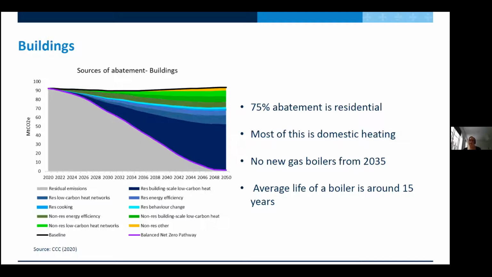Again, any barriers seem therefore to be on the supply side. There is still quite a lot of uncertainty about the best low carbon technology for domestic heating. And there will be a lack of skilled labor to supply the boilers as well.